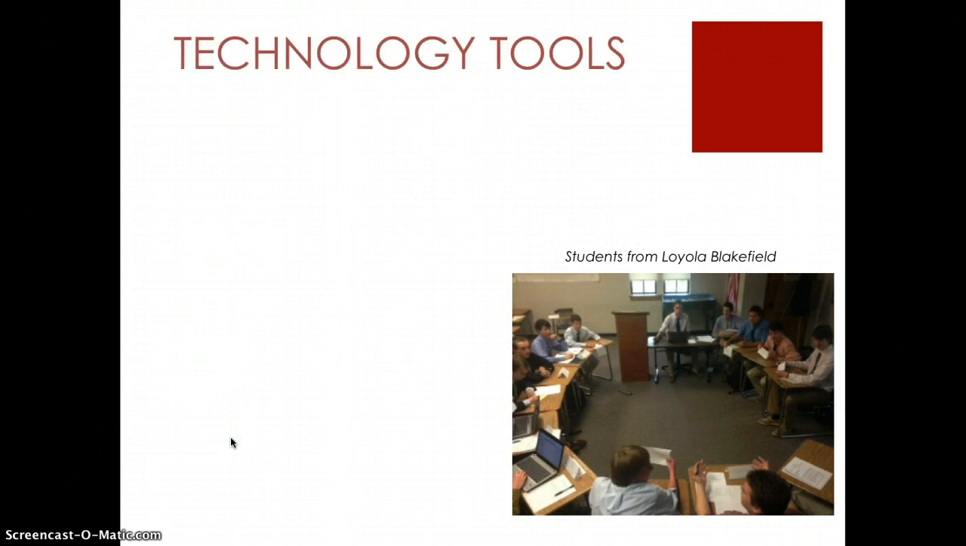Now let's take a moment to look at a few of the technology tools that you could use when implementing some of these strategies. For discussion boards, a very simple system to use is a learning management system, such as Moodle, Blackboard, Haiku, or Canvas. Many schools subscribe to a learning management system already. It would be good for you to find out if your school does so.